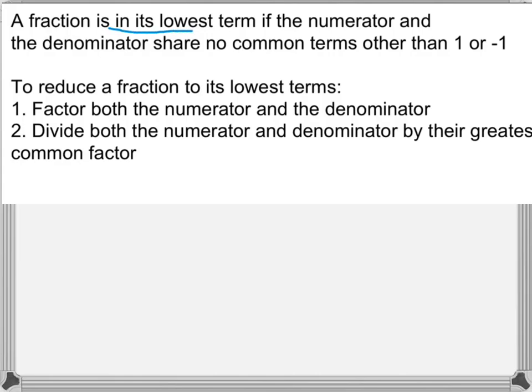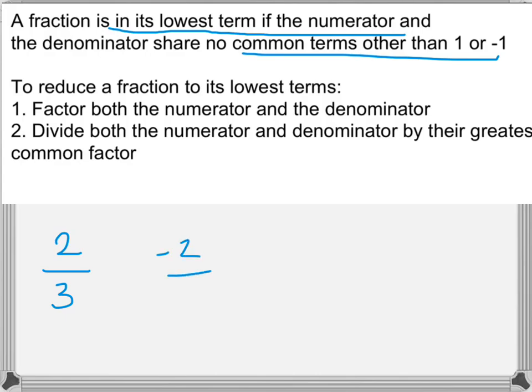First of all, a fraction is considered in its lowest terms if the numerator and denominator share no common factor other than 1 and -1. So for instance, if I have an arithmetic fraction, 2/3, that's simplified because 2 and 3 do not share a common factor other than 1. Or -2 and 3, those only share a factor of both 1 and -1, actually.